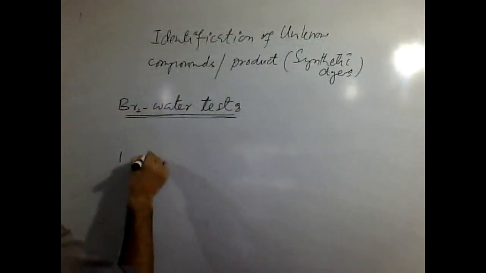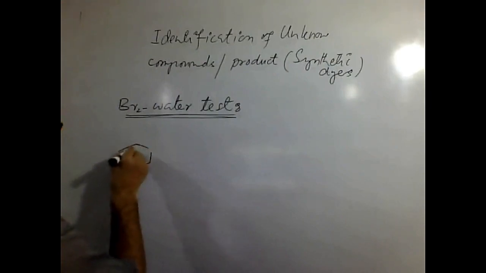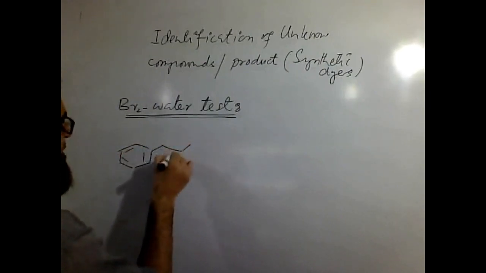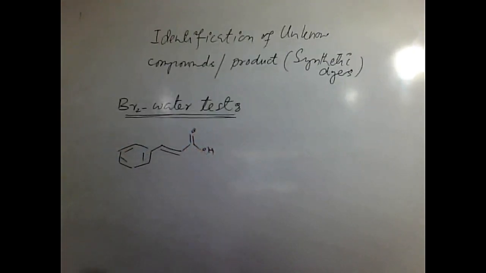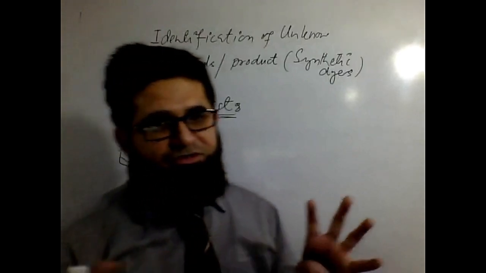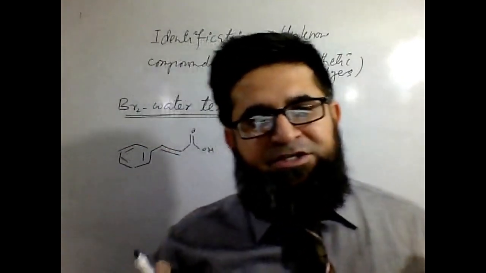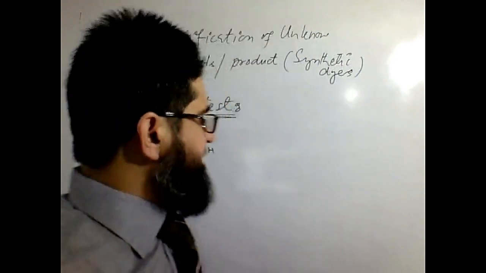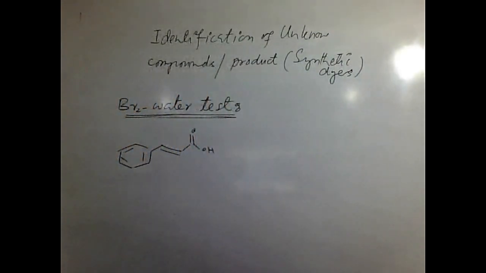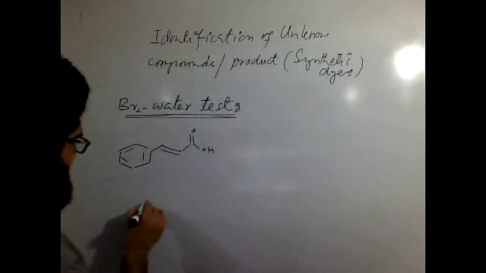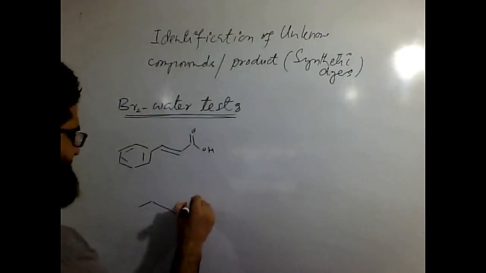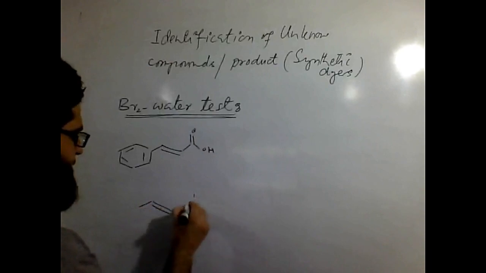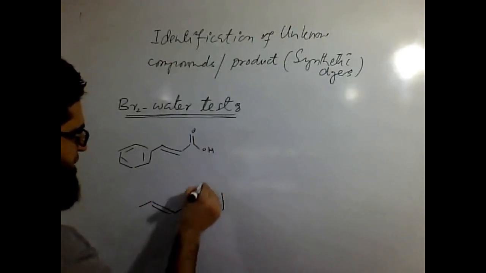Let's say we have this sort of compound. It's some sort of functional group, some sort of carboxylic acid having a specific name. I will discuss that when we discuss the reactions of carbonyl compounds. Similarly, there could be some other sorts of compounds; you may have this type of compound.